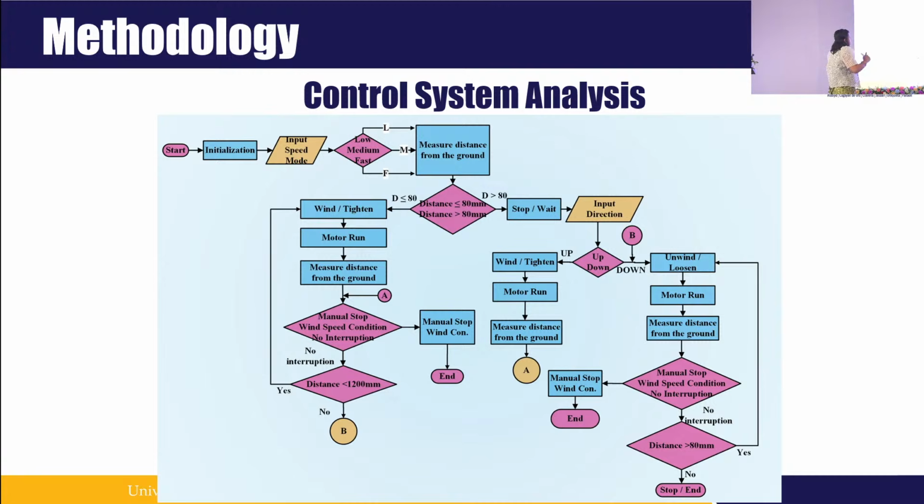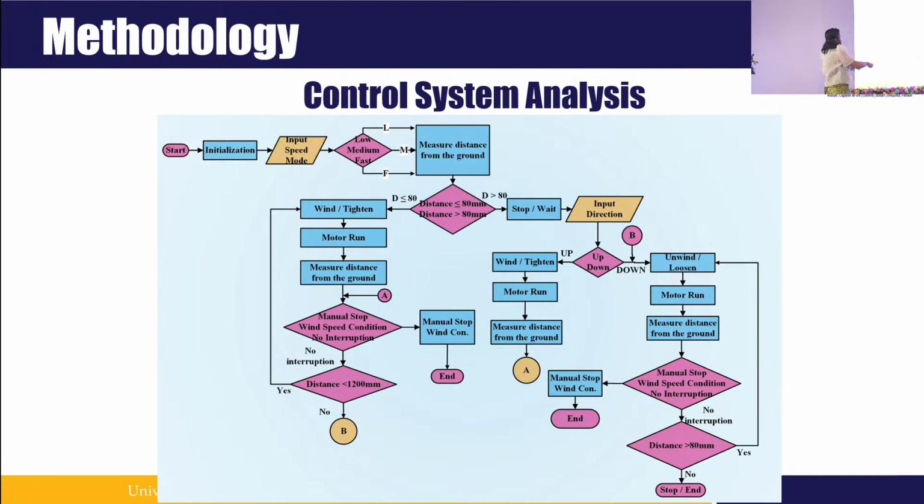Once your distance sensor reads lesser or greater than 80, it will stop and take the direction input, either going up or going down. It will just automatically go up and go down. That is considered part of your programming. If your robot is on the lowermost part and senses that it is below 80 millimeters, it will tighten the adhesion mechanism, and then the motor will run, going up and measuring the distance from the ground.